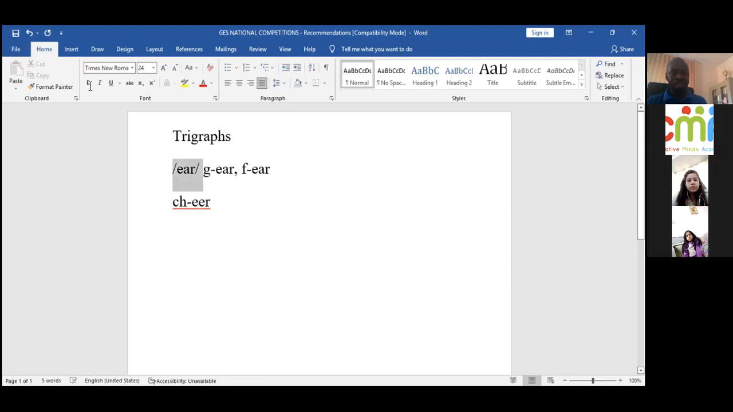However, we also have other ways of writing sound ear, and the other ways are EER. So this one becomes ch, ear, like when we have other words like dear and peer. The words are simply read as cheer, dear, peer.